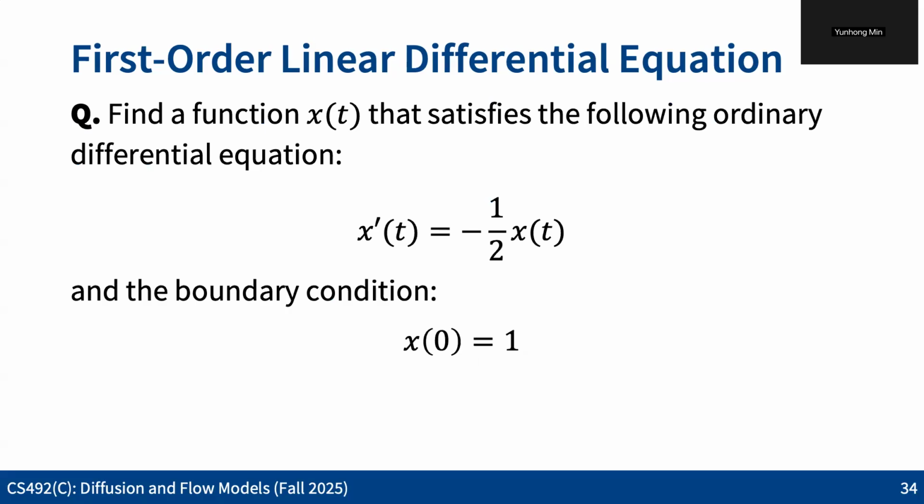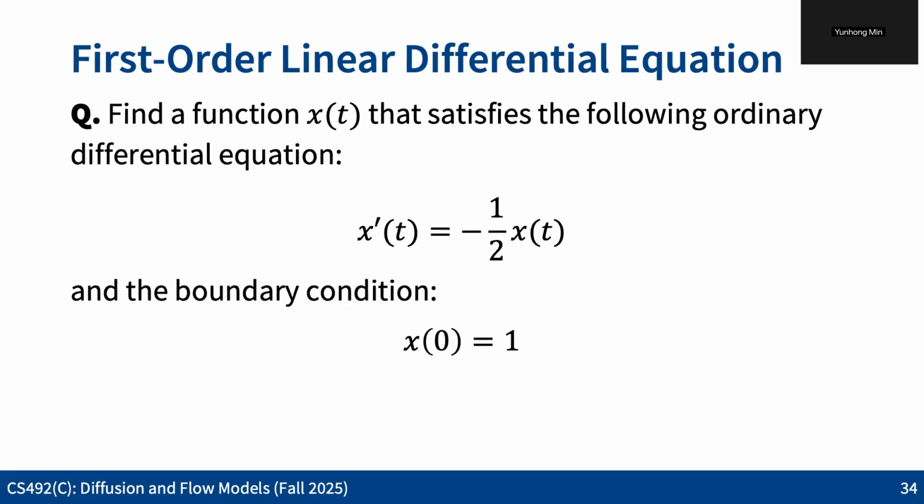Let's try it ourselves. We have this simple form of the ODE, dx_t/dt equals minus 1 over 2 times x_t, with the initial condition that x_0 is 1. Since we only define the velocity field, we also need a starting point, right? So let's set the starting point such that when the time is 0, the x function becomes 1. Given this initial condition, if we solve for x_t, what's x_t?